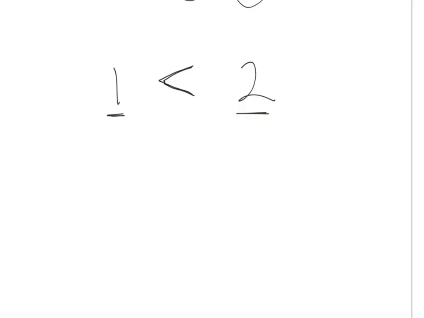However, if your numbers were 3 and 2, you would say 3 is greater than 2. And the greater than is because of the big piece. This is bigger than this, so it goes towards the bigger number. 3 is greater than 2. We're going to be adding to that when we're looking at fractions.